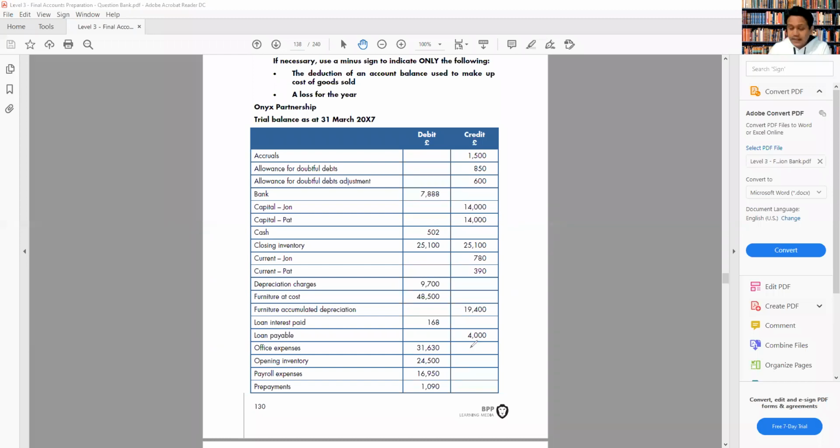So in this question, as I said, there are the allowance for doubtful debt and the allowance for doubtful debt adjustment. The allowance for doubtful debt is relevant to the SOFP, the statement of financial position. But the allowance for doubtful debt adjustment is basically for the SPL, the statement of profit and loss. So when you see the word adjustment, understand it is an adjustment for the profit and loss account. If it is on the credit side, that will increase your income, so it will be added with your sales. If it is on the debit side, you have to show it as an expense.